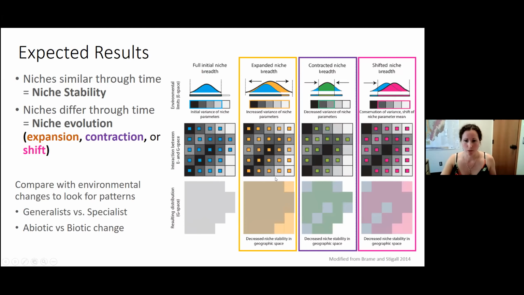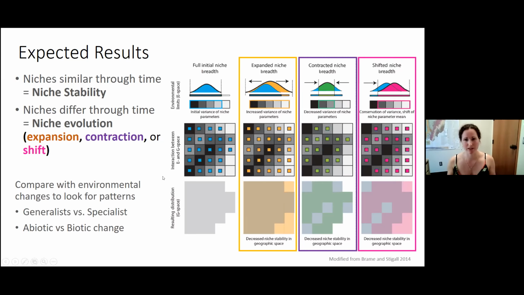The first would be if the species expands its ecological niche to encompass a more broad set of environmental parameters, which we can see in the second column. The second would be if the species contracted to a subset of its former preferred niche. And finally, the species could shift to an entirely new set of environmental conditions as it adapts.